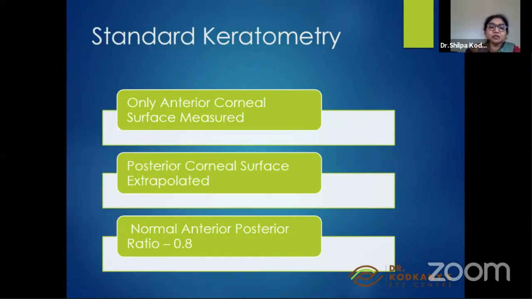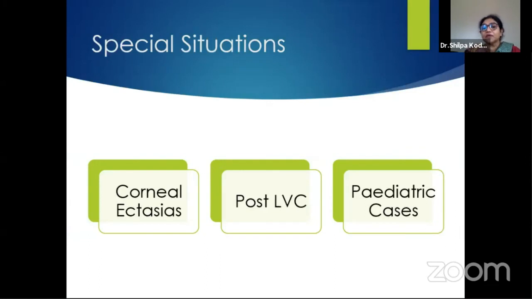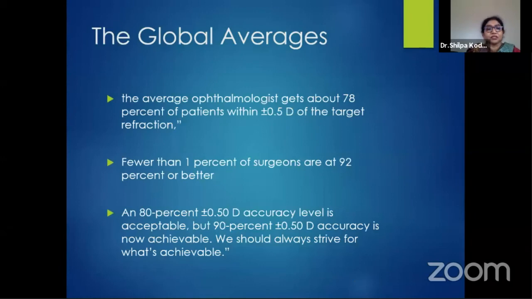So, as far as the IOL formulas go, we find that the anterior corneal surface is measured, and the posterior surface is extrapolated to a ratio of 0.8, and that is where we can go wrong. And that's why in special situations like corneal ectasias, post LVC, and pediatric cataracts, you cannot use these formulas wherein the corneal power is the main parameter. So on an average, I would say that when we have the option of achieving 90% within 0.5 diopters of accuracy, I think we should go in for it.